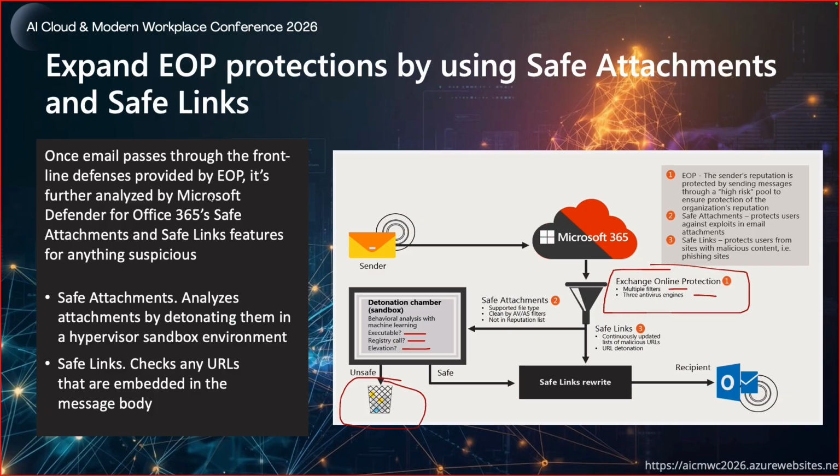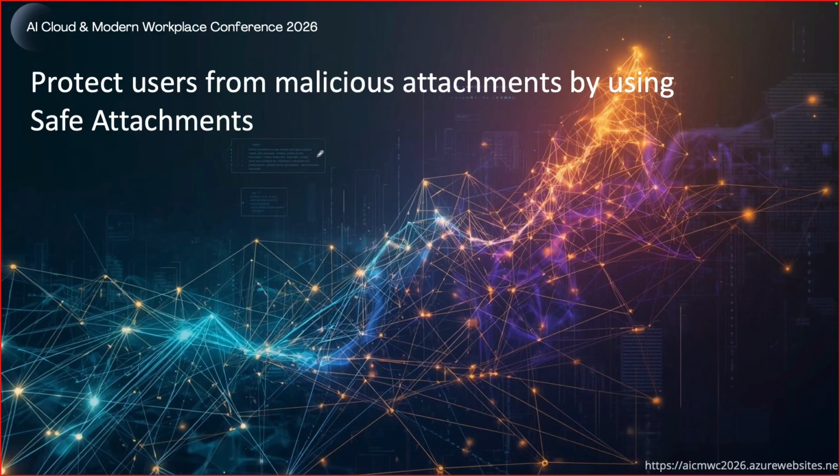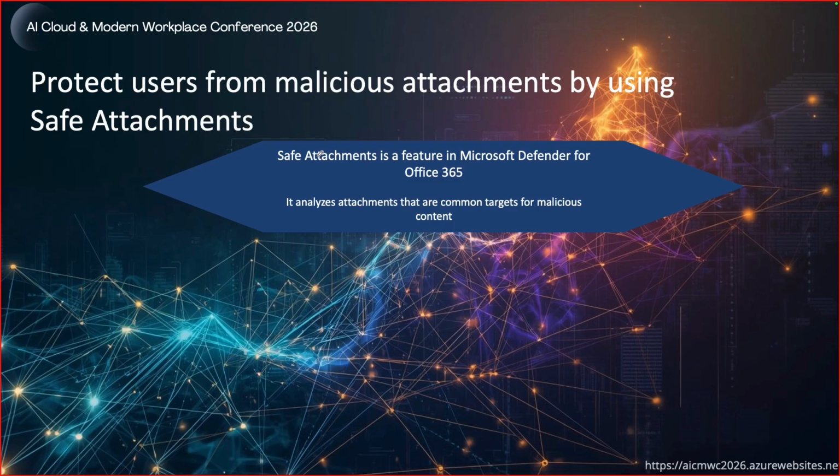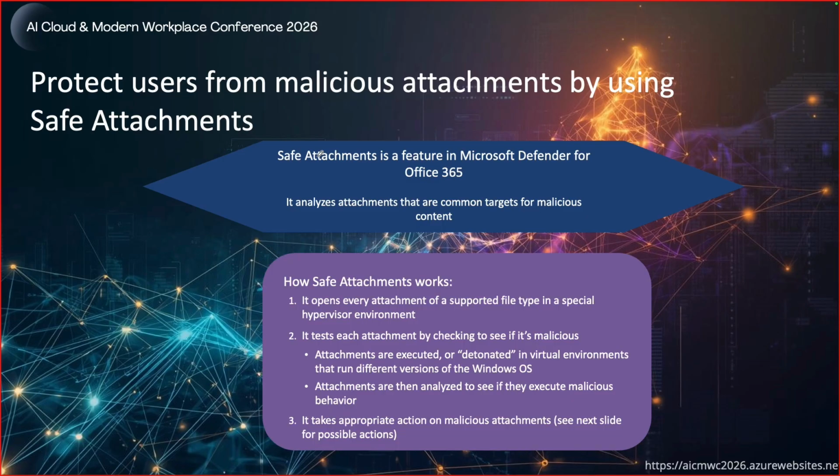Okay, so let's go on and talk a little more about Safe Attachments. Protect users from malicious attachments by using Safe Attachments. It's a feature in Microsoft Defender for Office 365 that analyzes attachments that are common targets for malicious content. Let's take a look at how it really works. I'm going to show you a demo about how we create Safe Attachments policies, and what the user will actually see when the policy is in place.